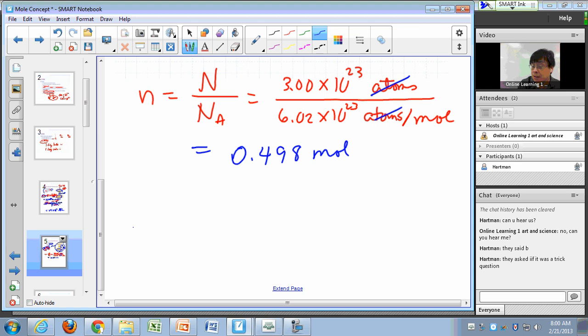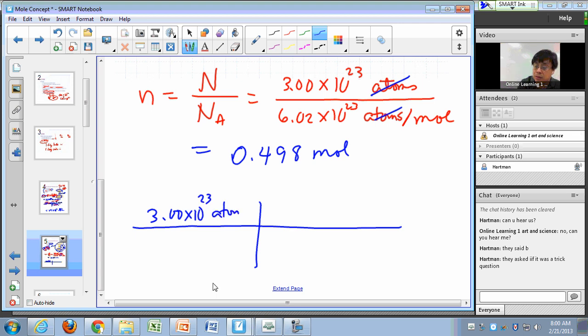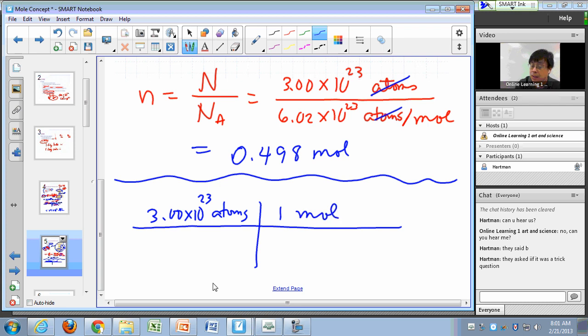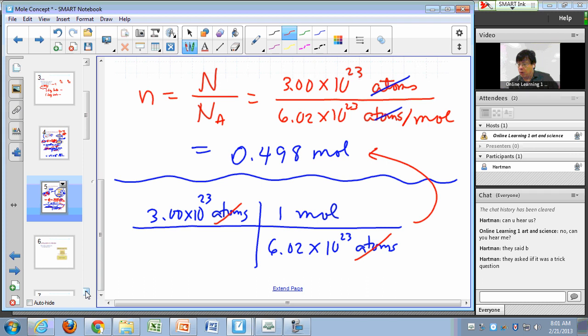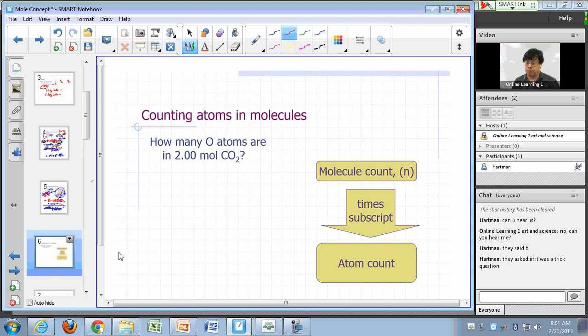Now, if you prefer, you can think of this as a conversion problem. Here's another way of doing it. You can say you have 3.00 times 10 to the 23rd atoms, times 1 mole of atoms has 6.02 times 10 to the 23rd atoms. And so your atoms cancel out. That gives you the number of moles of atoms, which would be the same answer as we had earlier. So that's what a mole is. It's just a way of counting atoms, molecules, and ions. You count it in groups.